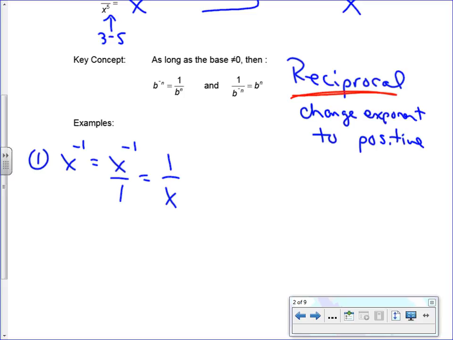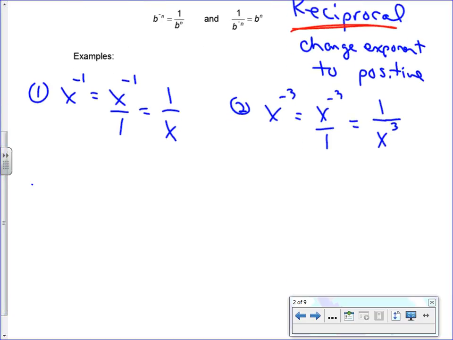Yes? Okay. Second one. If it says x to the negative 3 instead of negative 1, you also need to do the reciprocal. So this is over 1. That's where it is. It's in the numerator. So you need to flip it and put it in the denominator. And when you put it in the denominator, the power is not going to be negative 3 anymore. It's going to be positive 3. Okay.